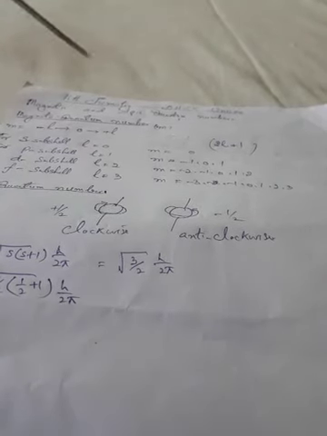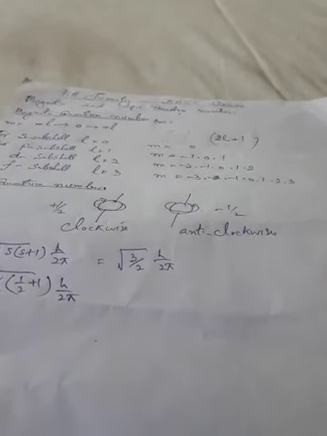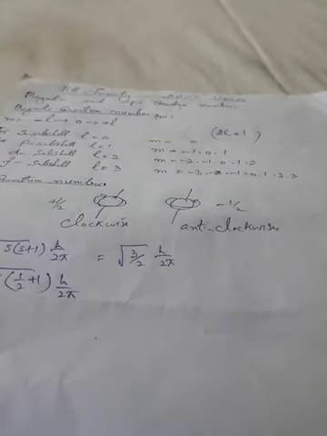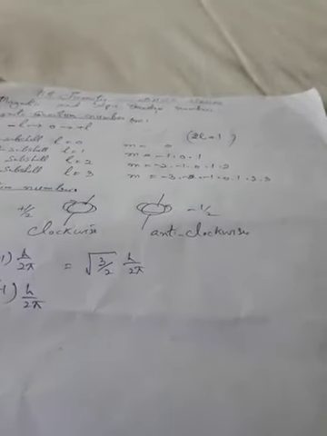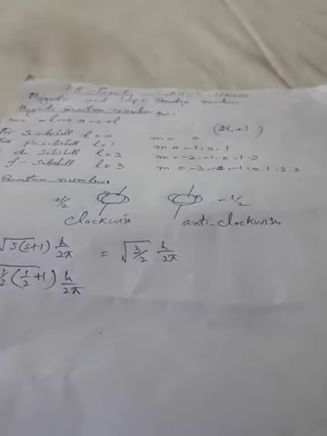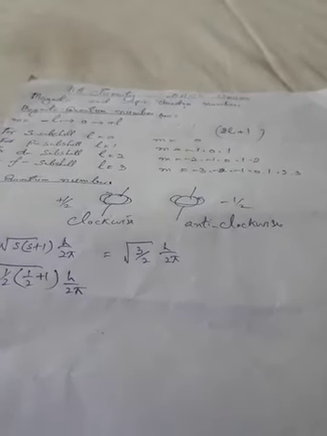Now as far as today's topic is concerned, we are going to discuss the magnetic quantum number and the spin quantum number. This magnetic quantum number is denoted by small m.